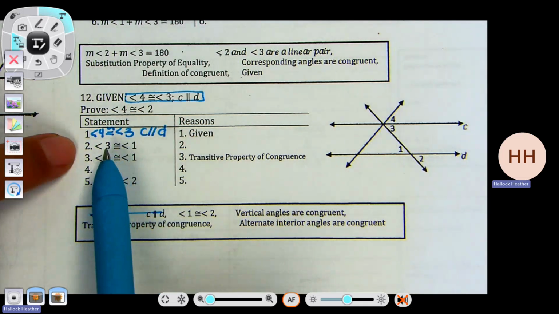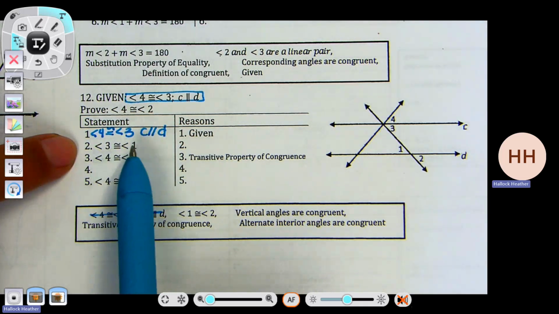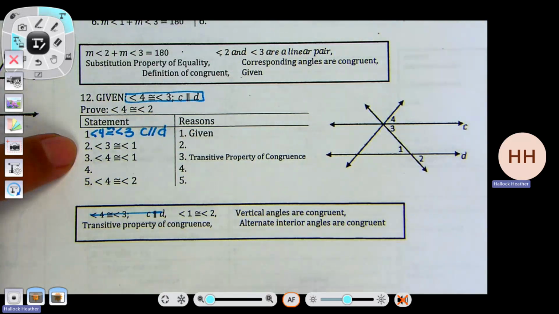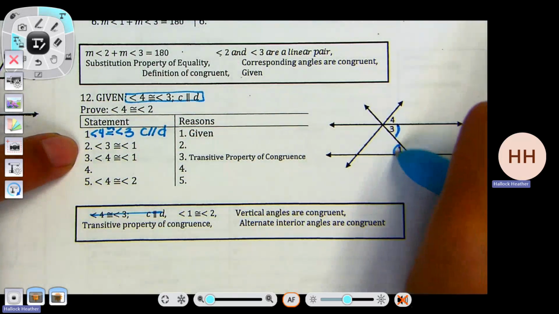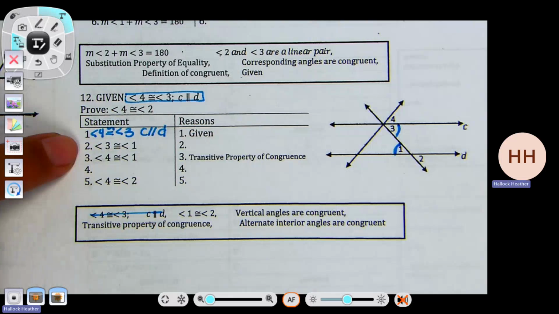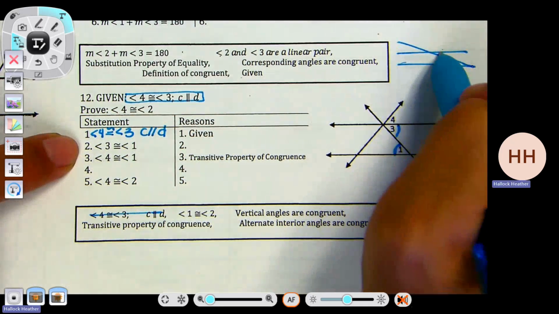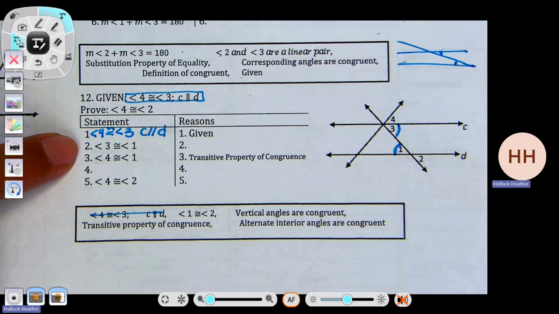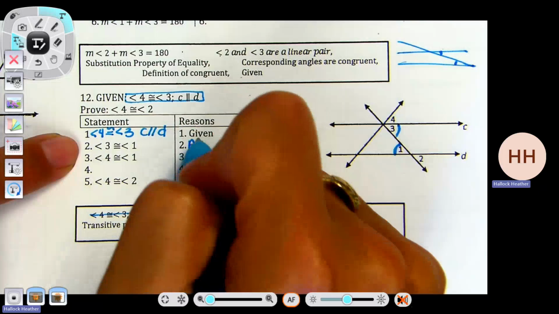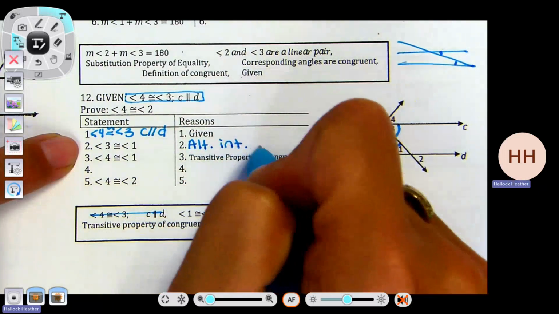So now how do I know angle 3 is congruent to angle 1? What vocabulary word would match 3 and 1? I know they're congruent. What vocab word? Nope, they're not corresponding. Alternate interior, because it's technically parallel lines cut by a transversal. So it's a little angle and a little angle. So it's inside the sandwich and they're jumping across the transversal. So these are alternate interior angles.